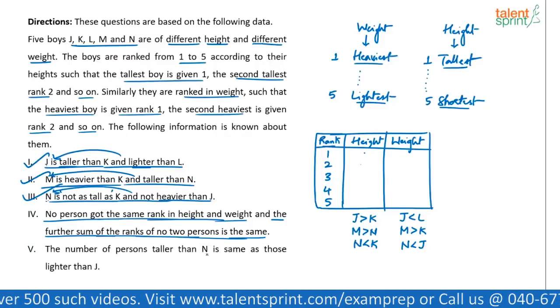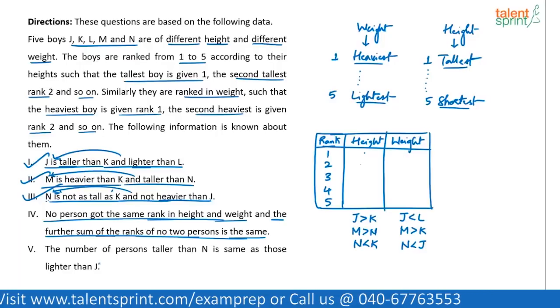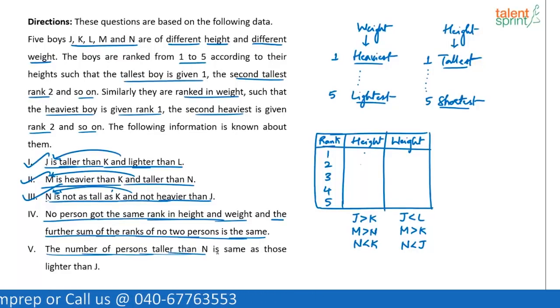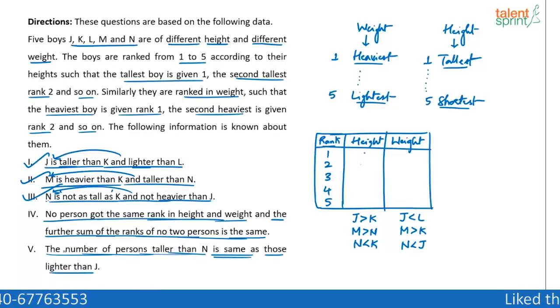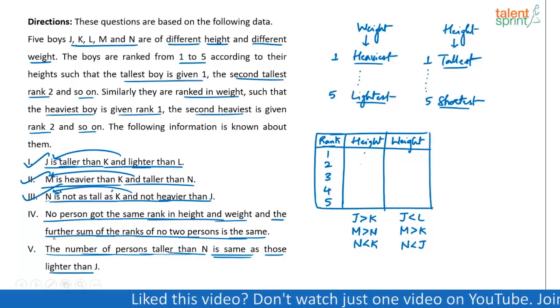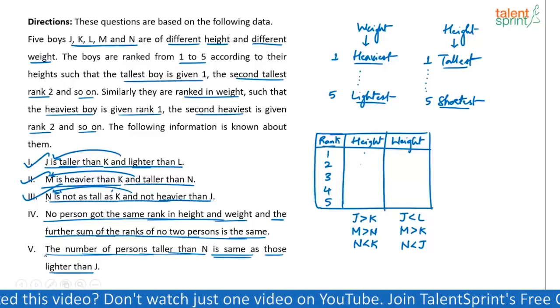The number of persons taller than N is the same as those lighter than J. Now this again is important. The number of persons taller than N is equal to those who are lighter than J. Now let's try to break our head on this point here. First of all, I think this is the starting point, because you cannot really do anything with these 3 points on height and these 3 points on weight. Point number 4 is important, but to start the whole arrangement or do the ranking here, point number 5 will play a key role.